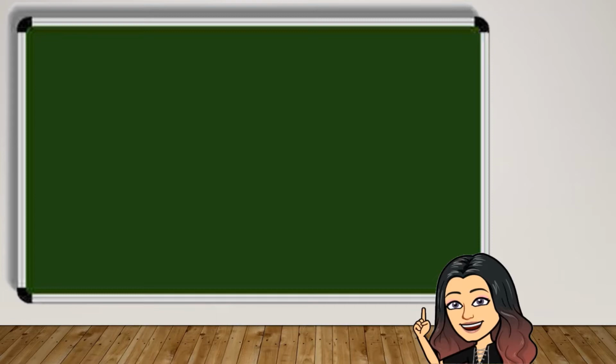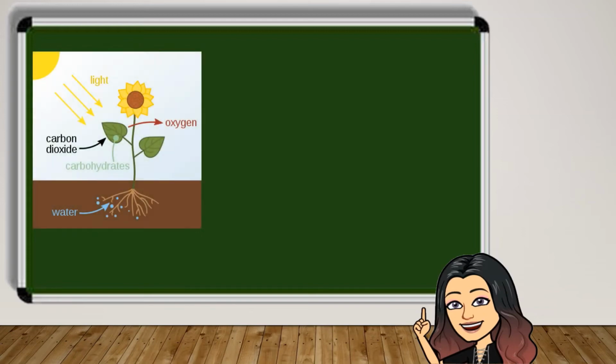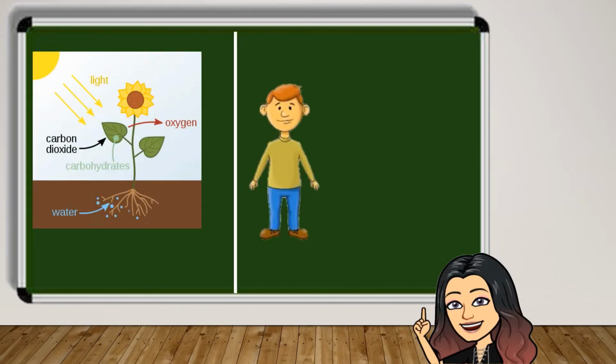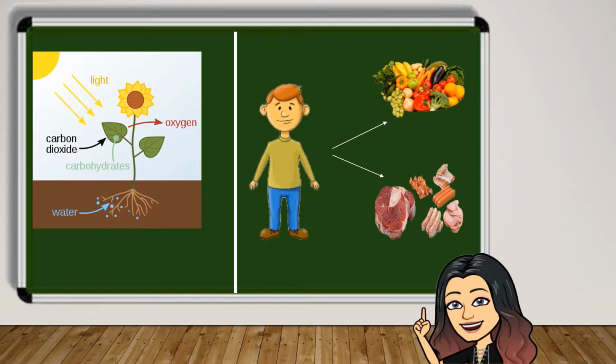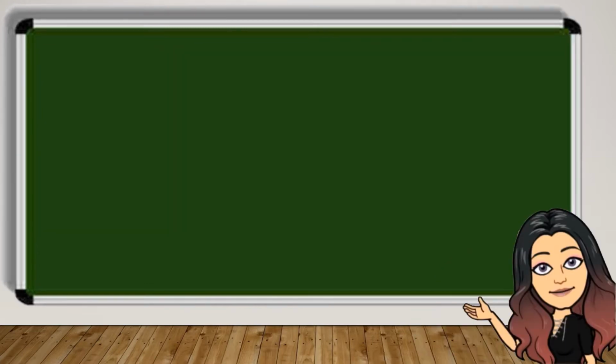Before going further, you need to know why we need crops. As you all know, plants can make their own food with the help of photosynthesis. But humans cannot, we depend on plants and animals. In order to provide food for a large population, regular production and proper management is necessary. Now you know why we need plants.